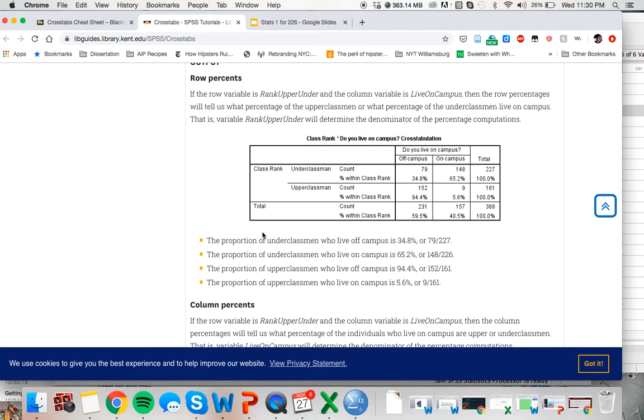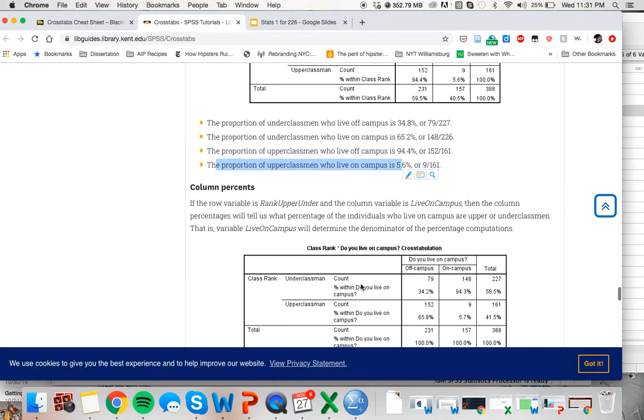Okay, so let's take a look at this one. So they're talking about people who are underclassmen or upperclassmen, right? Like freshmen and sophomores, and then juniors and seniors. And they ask them, do you live on campus or do you live off campus? Okay, so of underclassmen, 34.8% live off campus. They phrased it as the proportion of underclassmen who live off campus is 34.8%, right? Or the proportion of upperclassmen who live on campus is what? 5.6%. They also go into column percents here.